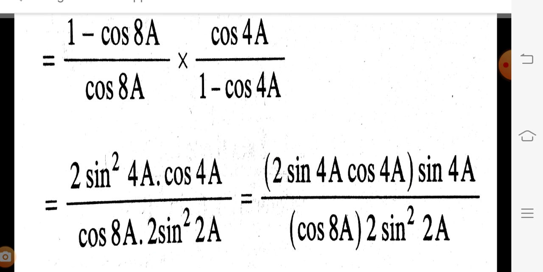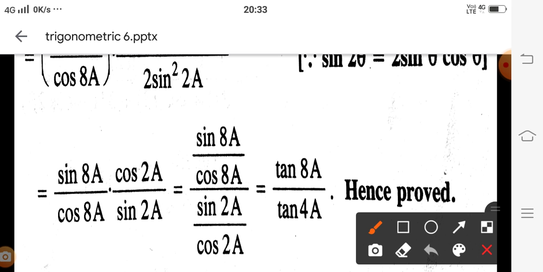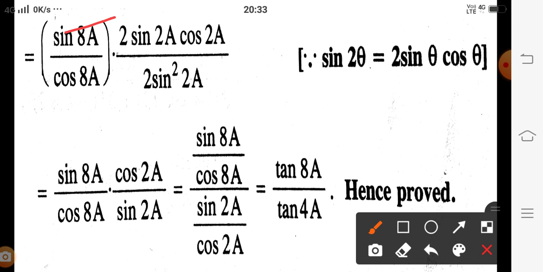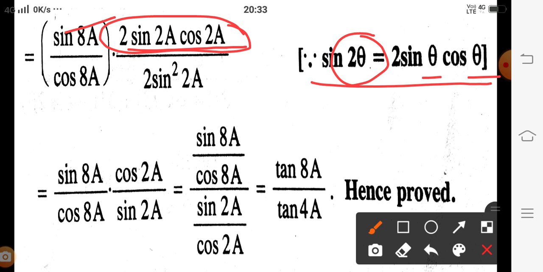And the denominator remains as it is. In the numerator we get this identity. Then further solving, we get sin 8a, and in the denominator 2 into sin 2a cos 2a. This identity we use: sin 2 theta is equal to 2 sin theta into cos theta. Observe the angle, this angle is double of the angles on the right hand side. Then again we use this concept because the angle we observe here is the same, 2a. Then we get 2 into sin 4a.